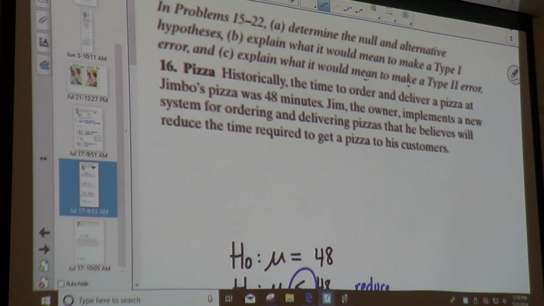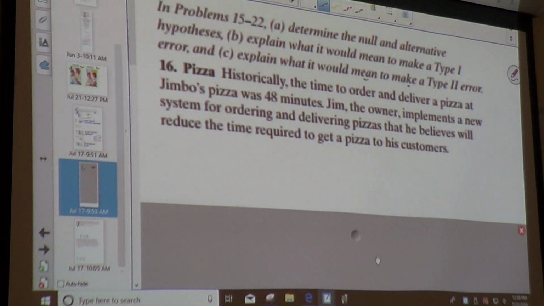All right, let's look at this one. Determine the null and the alternative. So they want us to do the H naught and they want us to do the H1. The H naught is always going to be the equal. Now, historically, the time to order and deliver Jumbo's Pizza was 48 minutes. The average time is 48 minutes. Jim, the owner, implements a new system for ordering and delivering pizza that he believes will reduce the time.